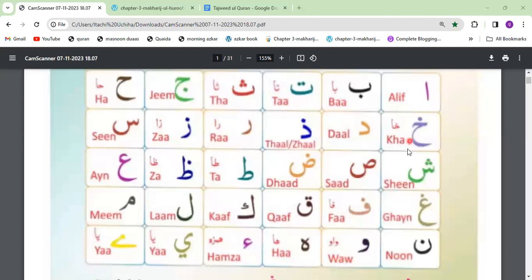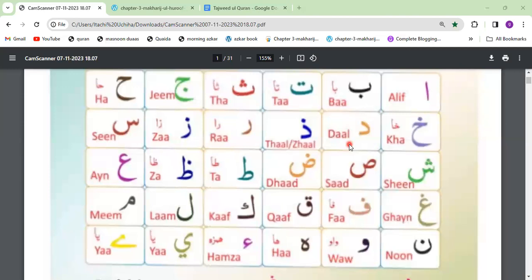Then we have the letter Kha. It is a very stronger letter. And to pronounce the Kha, you have to use the very upper part of your throat. Say it, Kha.